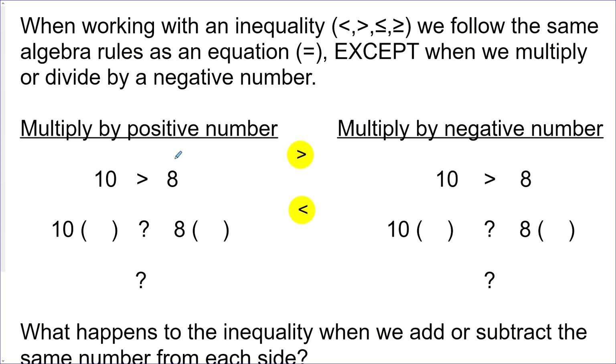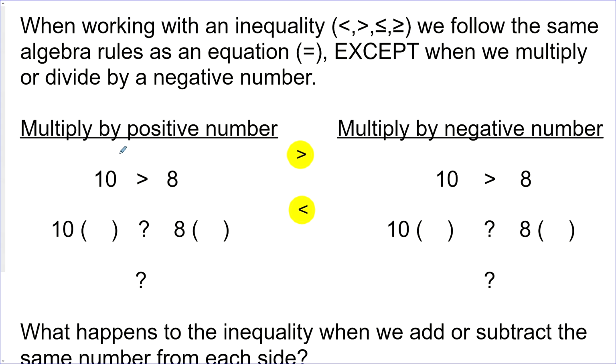When we're working with inequalities, we follow the same algebra rules as we've always done with an equation or an equality, except when we multiply or divide by a negative number. So using a simple example, let's see what happens when we do that.